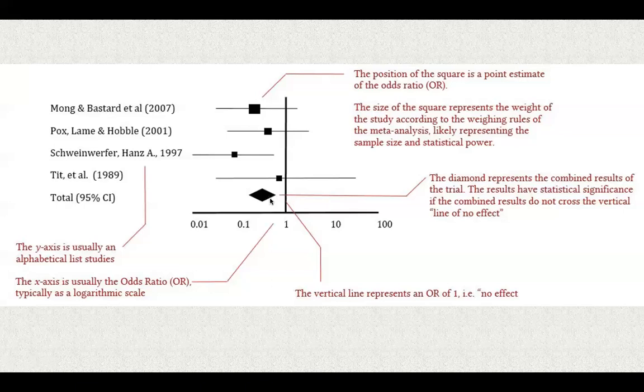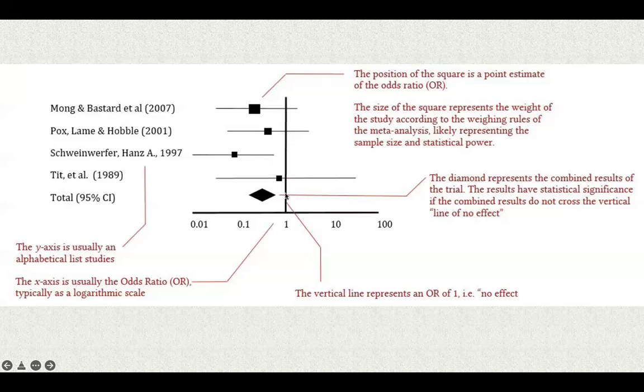This diamond lozenge represents the collective outcome of all these studies. As you can see that the majority of the studies lie here on the left side, which is favoring the interventional group, the new intervention. That is why the diamond lozenge also lies on the left side. Okay, so the side is very important.